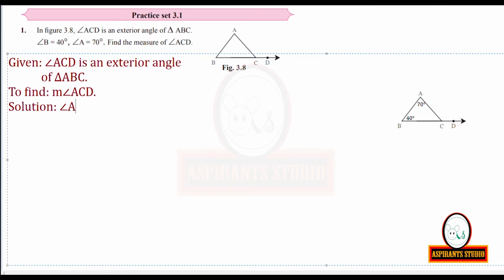You are given angle ACD is an exterior angle of triangle ABC. You have to find the measure of angle ACD. Also, you are given measure of angle B is equal to 40 degrees and measure of angle A is equal to 70 degrees. Now, let us see the solution.